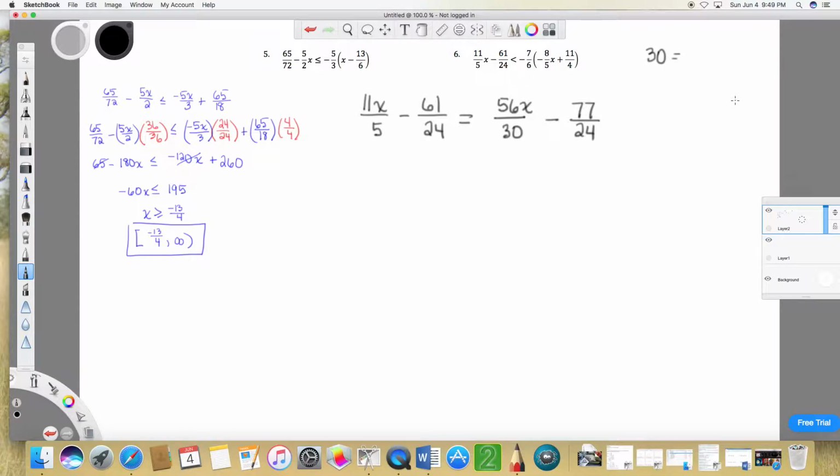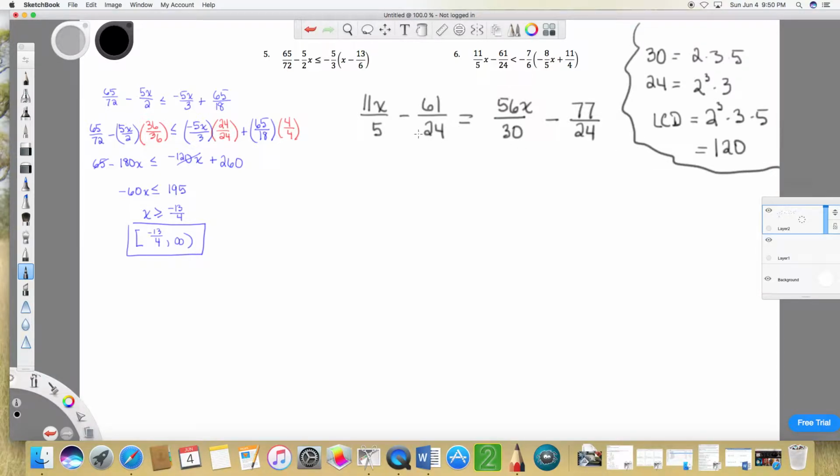So 30 is 6 times 5, which is 2 times 3 times 5. 24 is 8 times 3. So the denominator that I want then is going to be 120, my least common denominator. I want 2 cubed times 3 times 5. Let's double check. 8 times 15 is 120. All right. That's just scratch work.